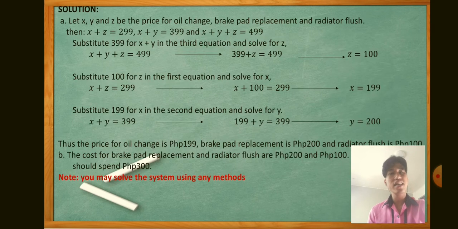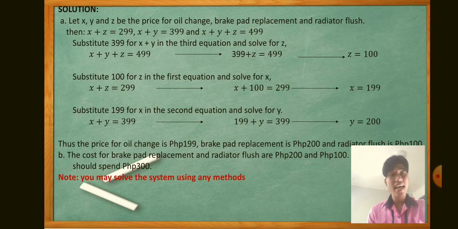So here is the solution. Let variables X, Y, and Z be the price of oil change, brake pad replacement, and radiator flush. Then, X plus Z is equals to $299, and then X plus Y is equals to $399.